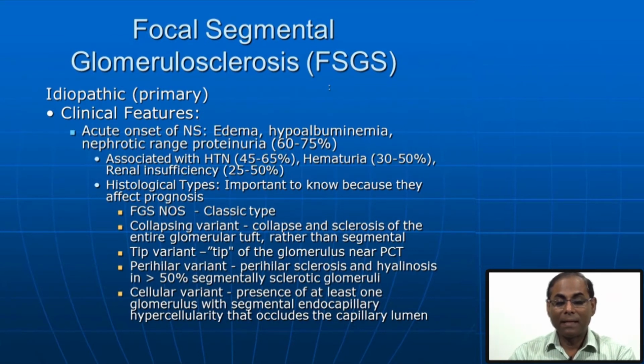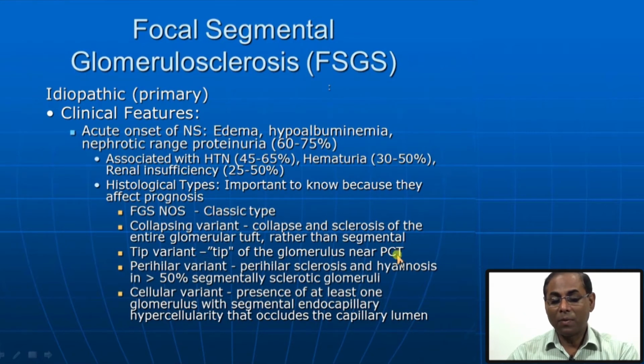Then we get another variant which is called the collapsing variant, and here what happens is a segment of these capillary loops undergoes collapse due to hypertrophy and proliferation of the visceral epithelial cells. Now, this is a very specific subtype of focal segmental glomerulosclerosis, because they have a more acute course, shorter duration, and also poor prognosis. They do not respond to immunosuppressive therapy, they are associated with progressive renal failure, and they also present with heavy proteinuria.